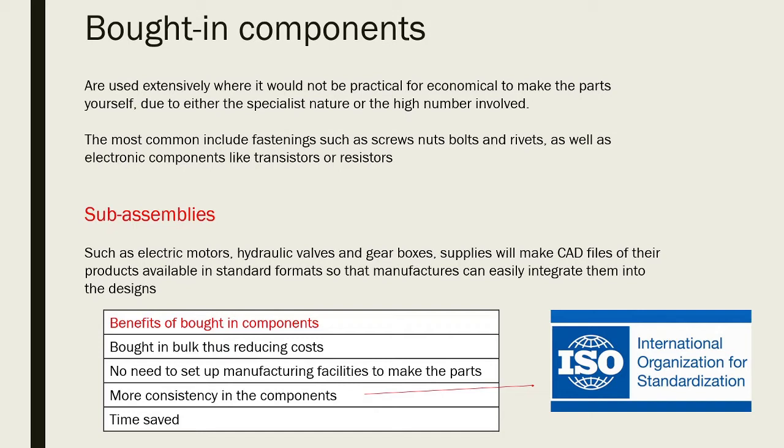Remember the whole thing with manufacturing, it's all about how easy can you make it in terms of convenience of doing it, how fast can you do it, and how much cheaper can you do it. That's what you're looking to do when you're doing your manufacturing. And bought-in components and sub-assemblies are two very good ways of doing that.